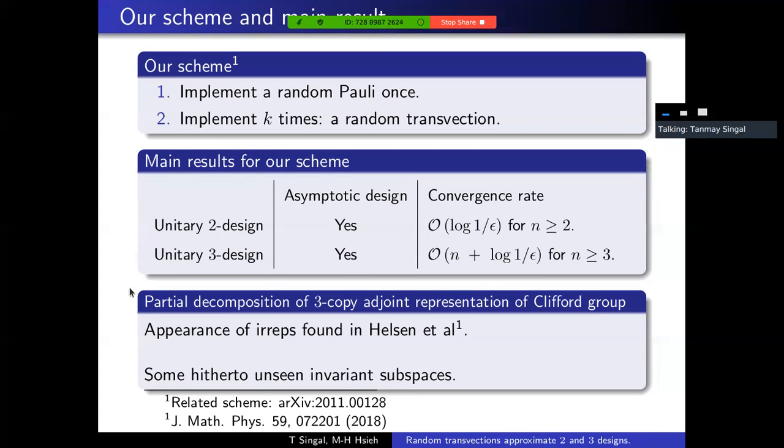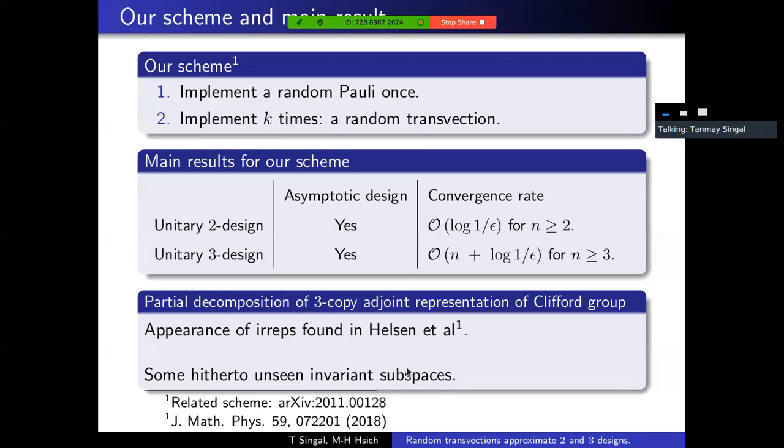As a byproduct of the methods which we employed for our scheme, we also obtained the partial decomposition of the three-copy adjoint representation of the Clifford group. We note the appearance of some of the irreps which were found in Helson et al. In this work, Helson and his collaborators gave the full decomposition of the two-copy adjoint representation of the Clifford group. And some of their irreps, unsurprisingly, also are found over here, but we found the specifics of how many times they occur and what the subspaces look like, etc. And in addition to that, we see, as expected, some new invariant subspaces which have not been seen before.